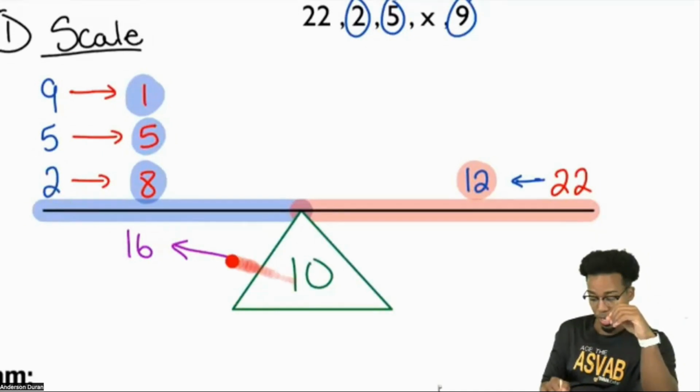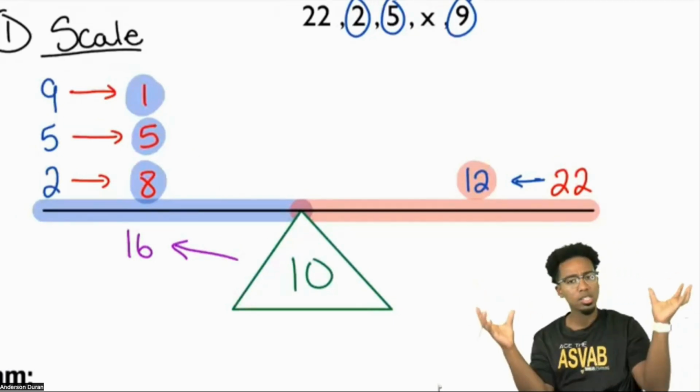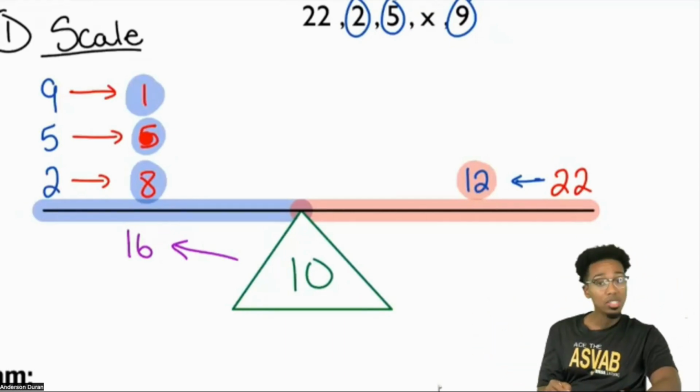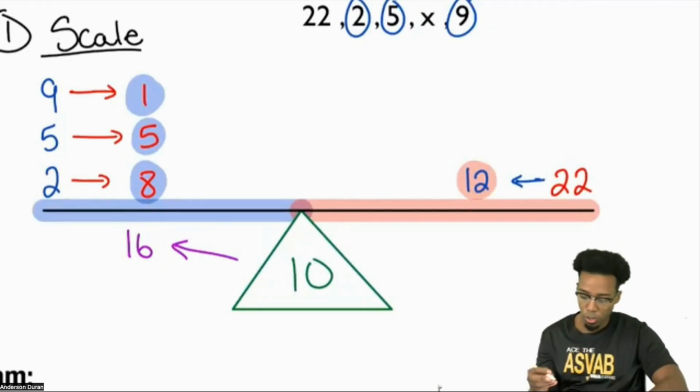From 2 to 10, that's 8. From 5 to 10, that's 5. From 9 to 10, that's 1. So what was the total distance? What was the total weight? Well, 1 plus 5 is 6. 6 plus 8 is 14. Pay attention to that.